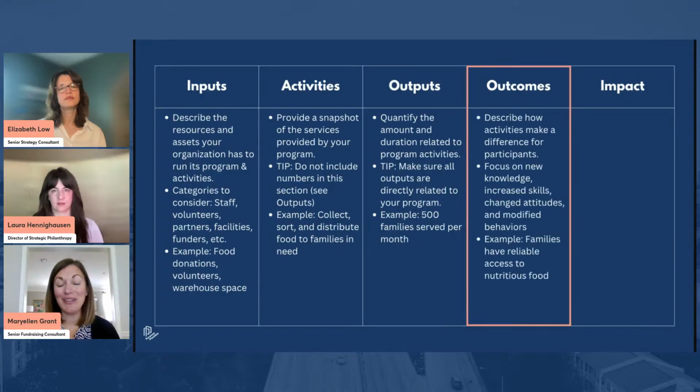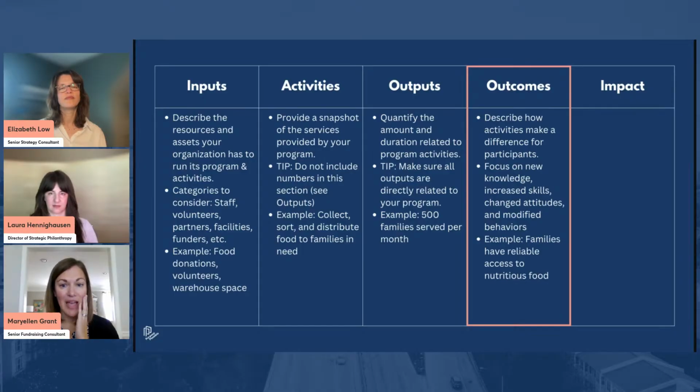Okay, so now we go to outcomes. And I know outcomes are where people really start to get nervous. The beginning of the logic model is really tangible and concrete, right? You have your inputs, you have your activities, you have your outputs. Those are all quantifiable. They're easy for everyone to understand and capture. Outcomes become more squishy, right? These are where you begin to describe how your program makes a difference for the people you serve.